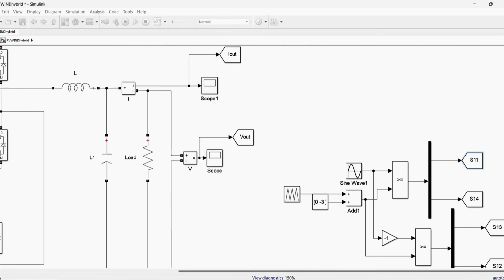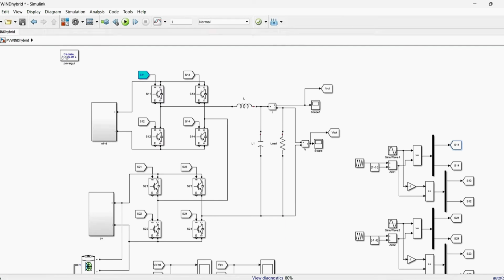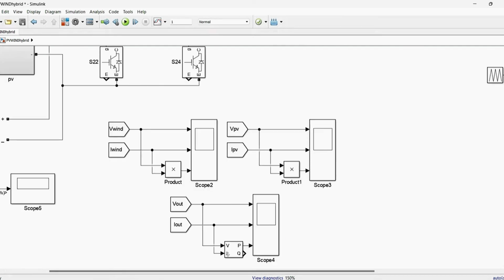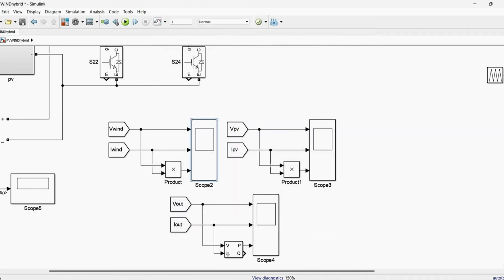Just double click on the switch, it will go to our switch. Like that we can turn the switches on and off. Below, we can see the waveforms of our circuit. Run your MATLAB simulation and click on the scopes. Here you can see the waveforms.